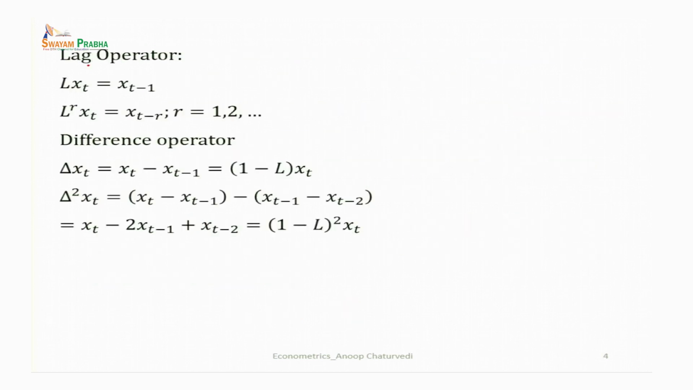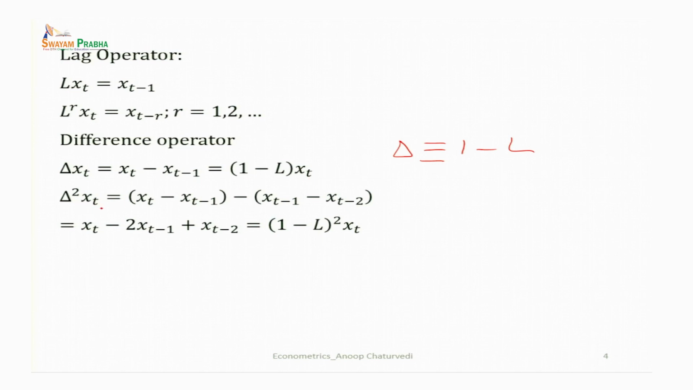Now, we define the lag operator. The lag operator L is defined as L x t is equal to x t minus 1. Then we define L r x t equal to x t minus r. So, L r gives you the r period lagged values of x t. Then we define the difference operator, delta x t is equal to x t minus x t minus 1. So, obviously, you can write delta equivalent to 1 minus L. Delta x t is equal to 1 minus L x t.